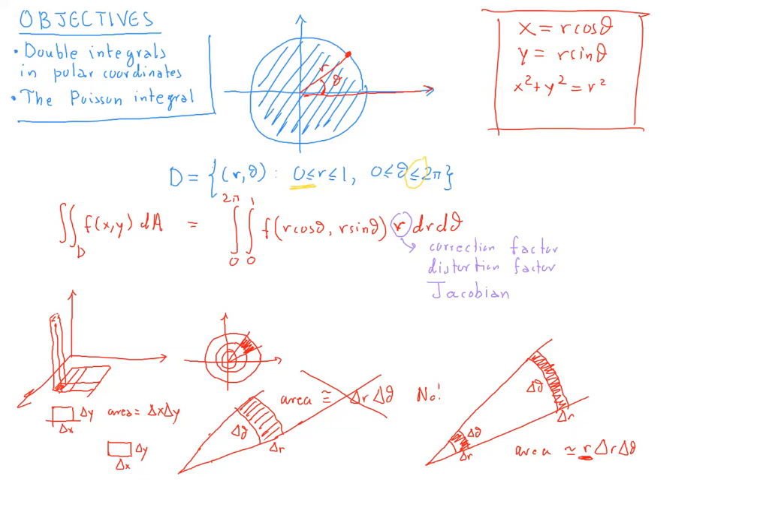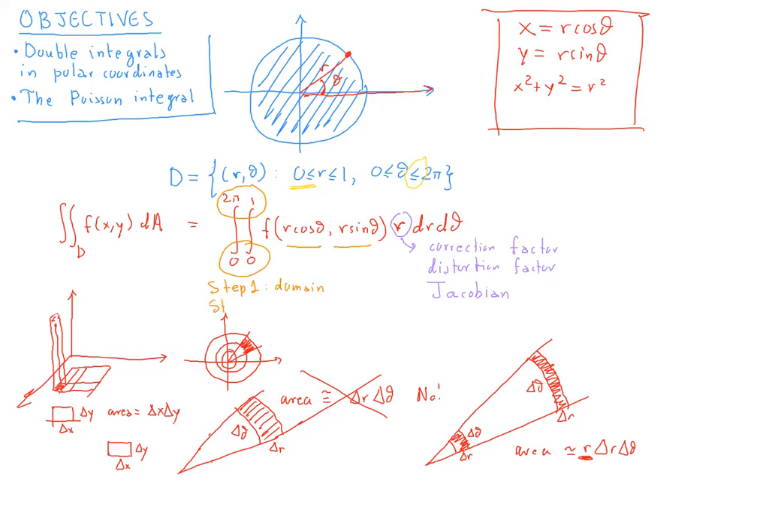So if we wanted to summarize the process of computing an integral in polar coordinates, then we would recognize that we have three distinct steps. So step one is to take care of the domain. Step one is to express the domain in polar coordinates.